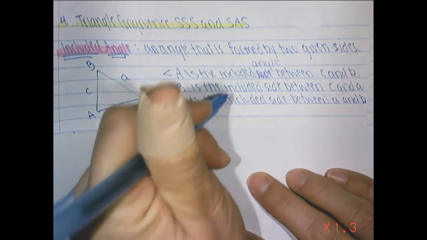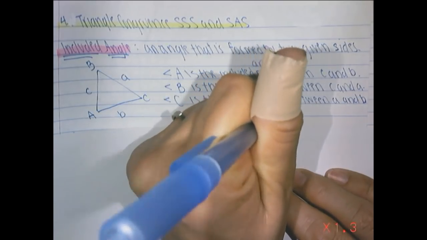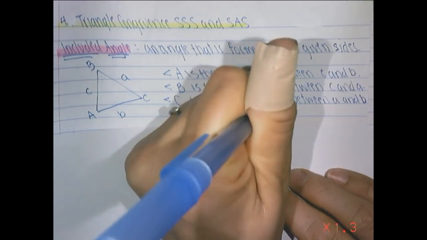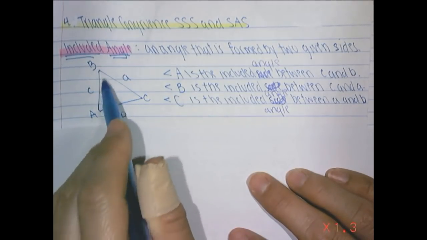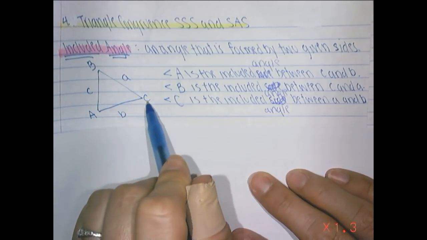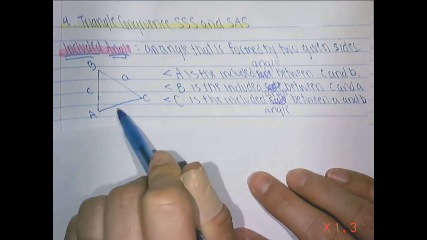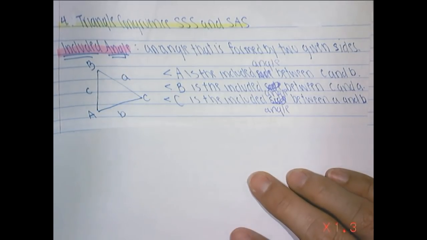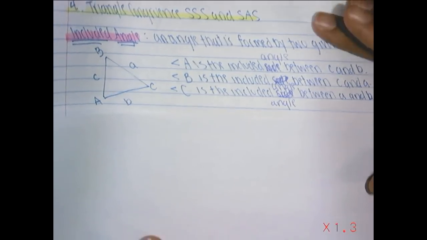And B is the included angle between sides C and A. And then angle C is the included angle between sides B and A. Included angles have to be between two sides.